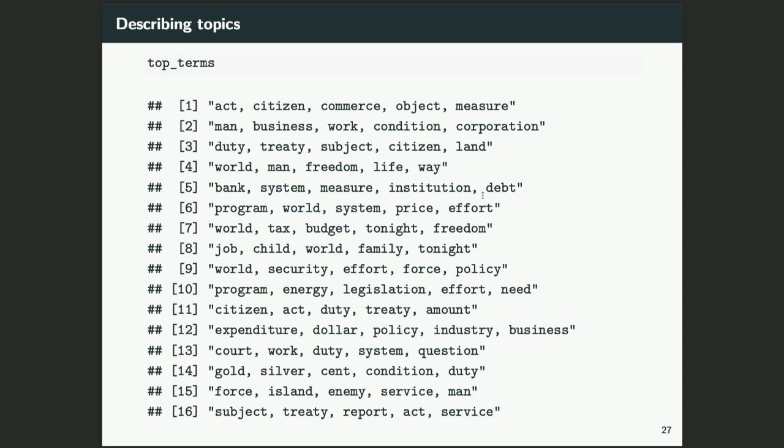So we can see things like gold, silver, cent, condition, about monetary standards. We can then see other topics around dollar, policy, industry, business. So we start to see some of the big topics of these speeches over their 200-year run. And so we get a snapshot of some of the major issues of the period. And you could do this on a series of your corpus of choice as well. And it's another way to get at some of the top themes in the corpus.